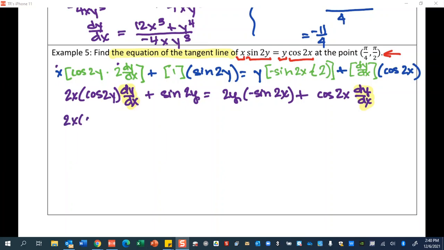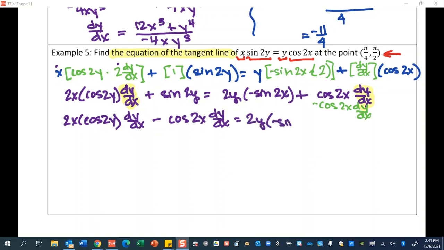So 2x cosine of 2y times dy/dx. He's staying. Minus 2y is leaving, and minus cosine 2x dy/dx. I subtracted this guy and brought him over. Are you guys okay with that? So I subtracted him. 2y times the opposite of sine of 2x, and then this is minus that sine of 2y that I subtracted here.